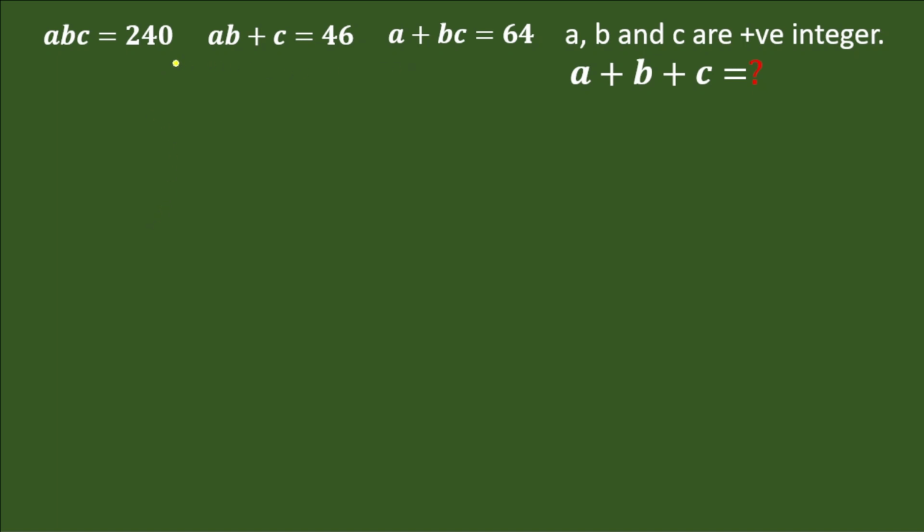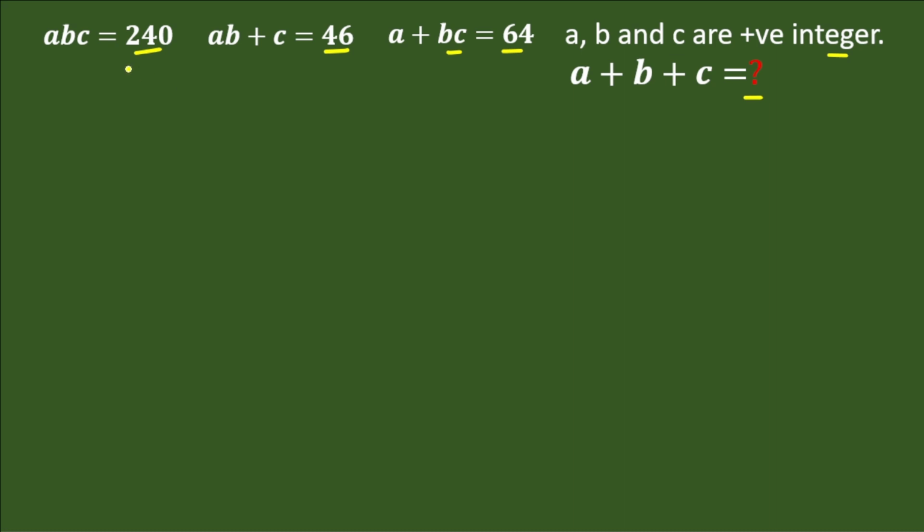Today in this session, we are going to solve this interesting algebraic problem. Here the multiplication ABC is 240, then AB plus C is 46 and A plus BC is 64, where A, B and C are positive integers. Then we have to find the value of A plus B plus C. Now let's start the video.